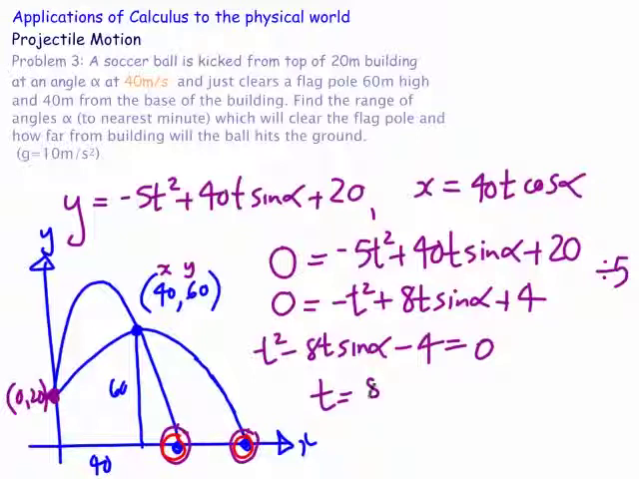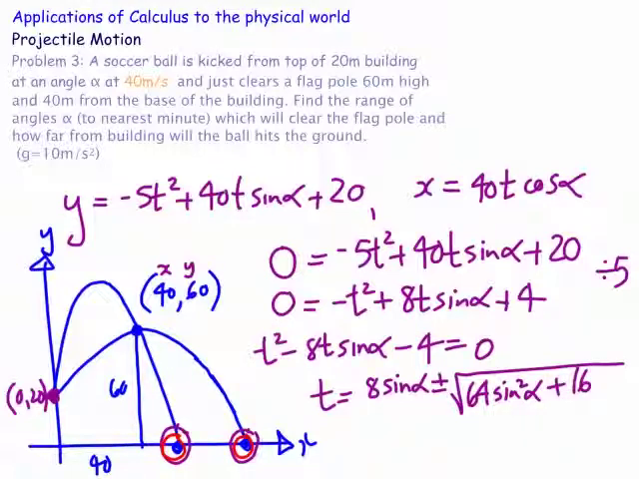So it's going to be 8 sine alpha plus or minus the square root of 8 sine alpha squared, which is 64 sine squared alpha, minus 4 times a times c. a is 1, c is minus 4. So 4 fours are 16, plus 16, all over 2a, 2 times 1, 2. Okay, so that is the time equation.